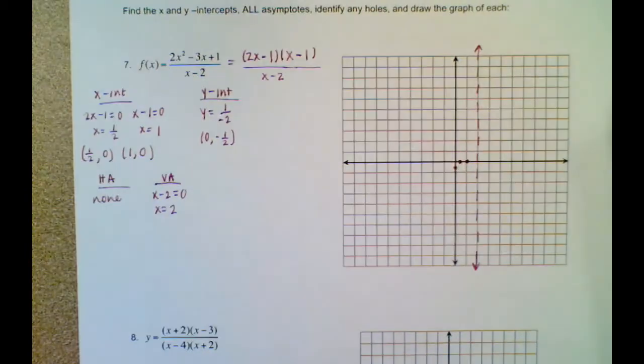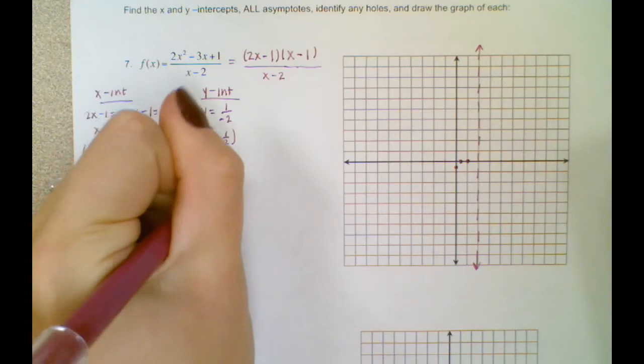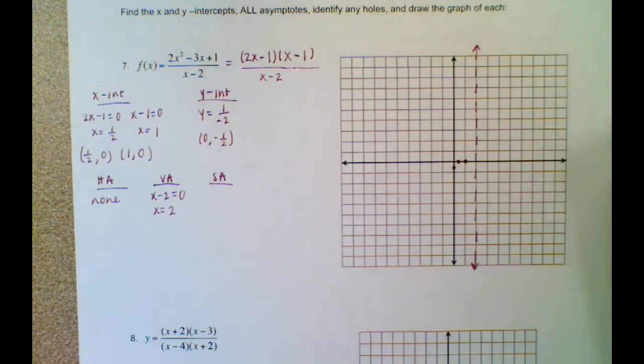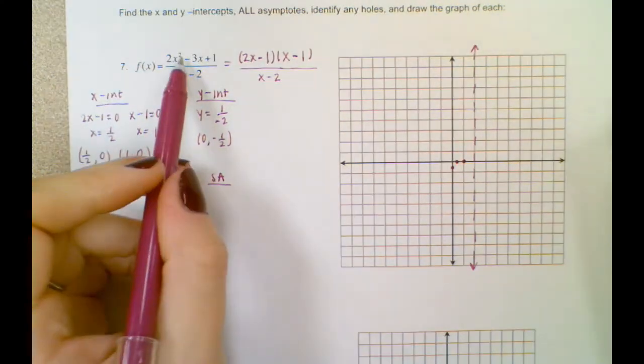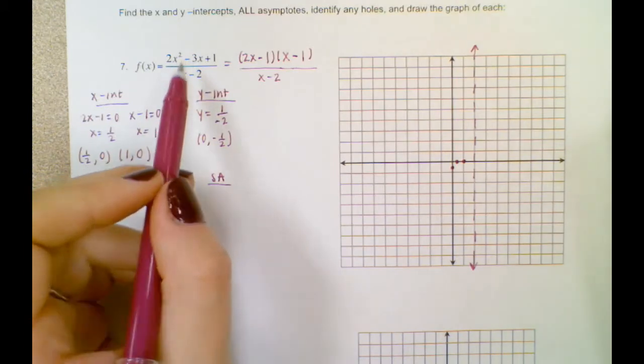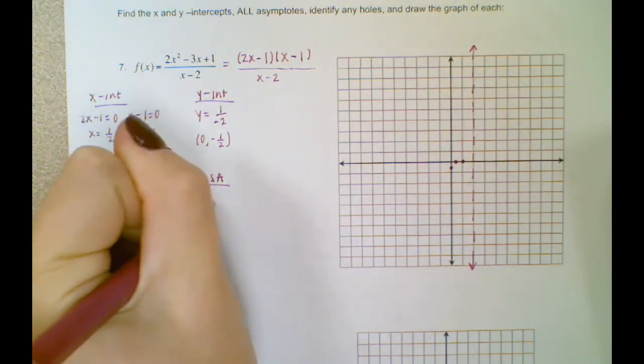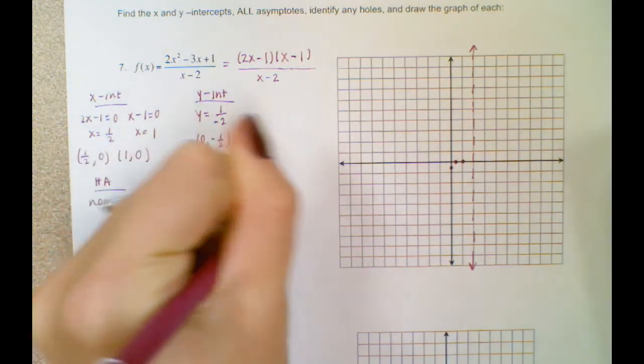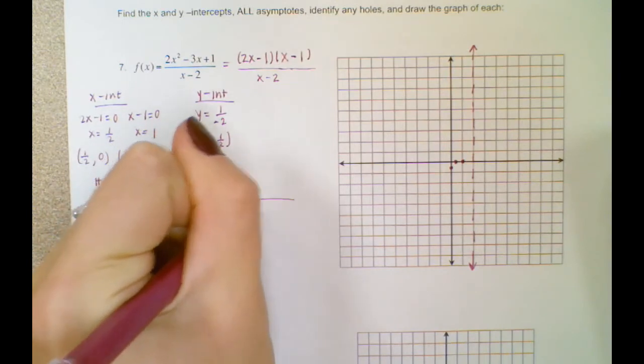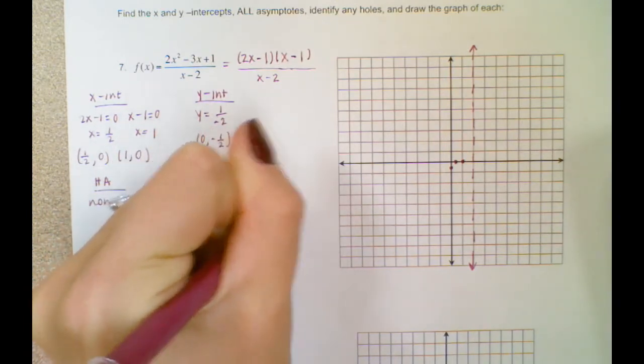Now we have slant asymptotes that we need to look for, and we do have a slant asymptote because the degree of the numerator is exactly 1 degree greater than the denominator. So in order to find that, remember I have to do my long division. So I have x minus 2 all over 2x squared minus 3x plus 1.